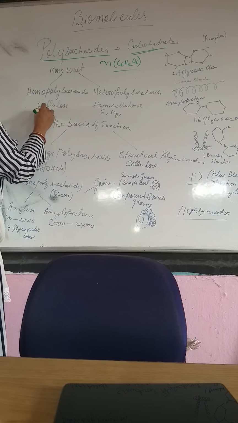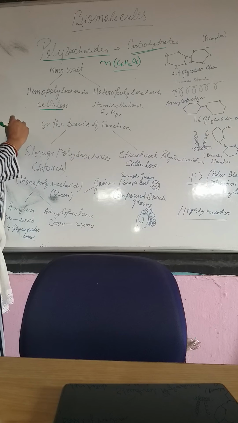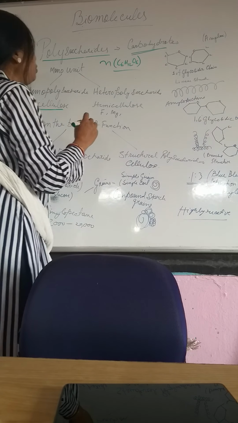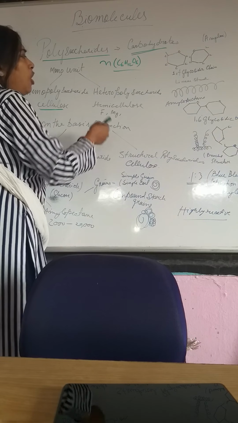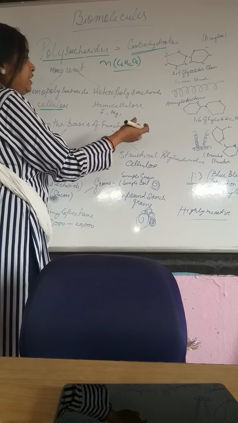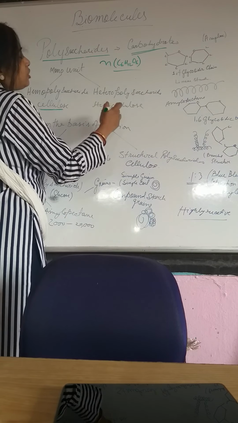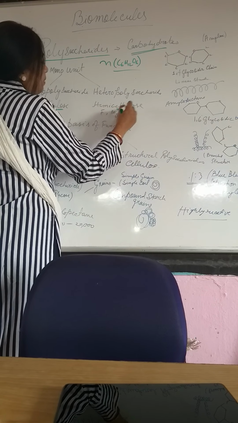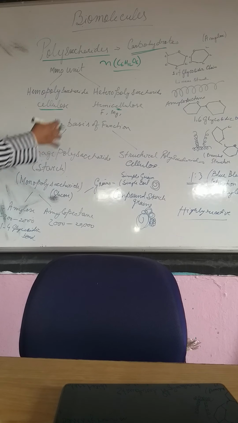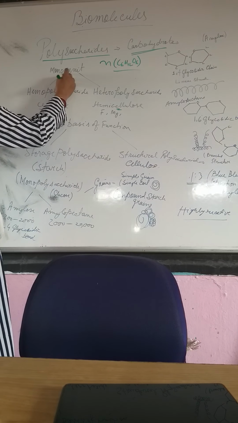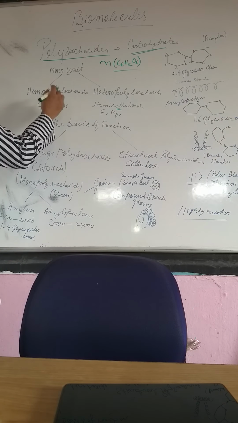That is denoted in the form of cellulose. But sometimes, with the glucose molecule, some iron, magnesium or other inorganic molecules attach to it, and we call it hemicellulose. Cellulose and hemicellulose. This is on the basis of unit or structure.